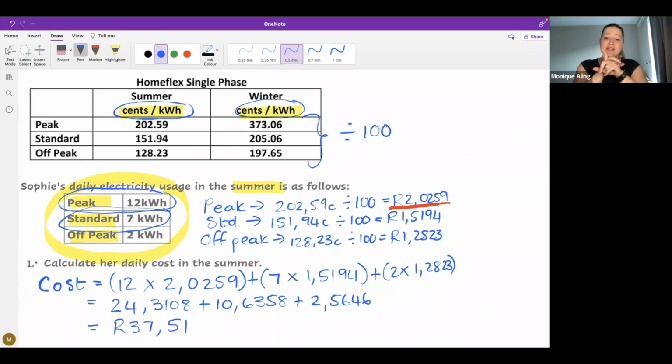The only thing that you also need to pay attention to is the cents thing. They love to give you the tariffs in cents when it comes to electricity tariffs. Okay.